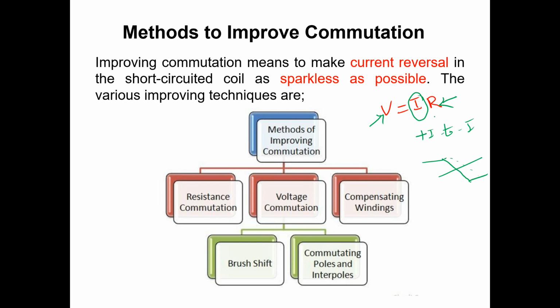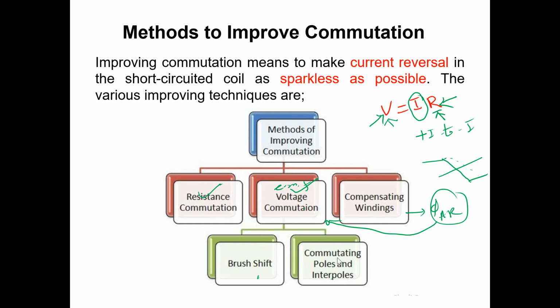Then we have to play with these two factors: one is resistance, another is voltage. The first method is the resistance commutation method, another one is voltage commutation, sometimes called the EMF commutation method. Further it is divided into brush shift and compensating pole, and another technique is compensating winding, because compensating winding reduces the armature reaction. This armature reaction again reduces the voltage. That means compensating winding is sometimes also in the category of voltage commutation.